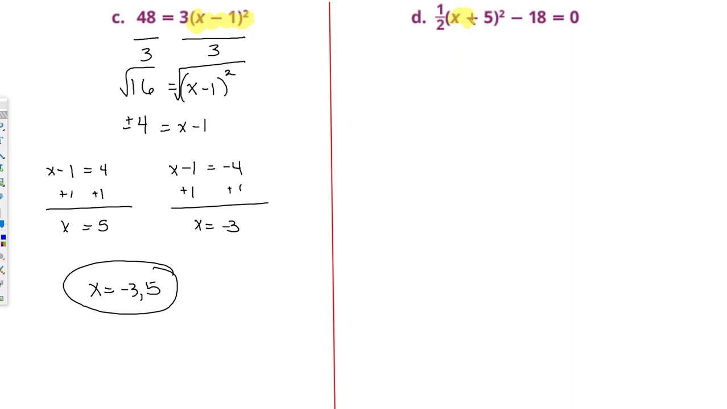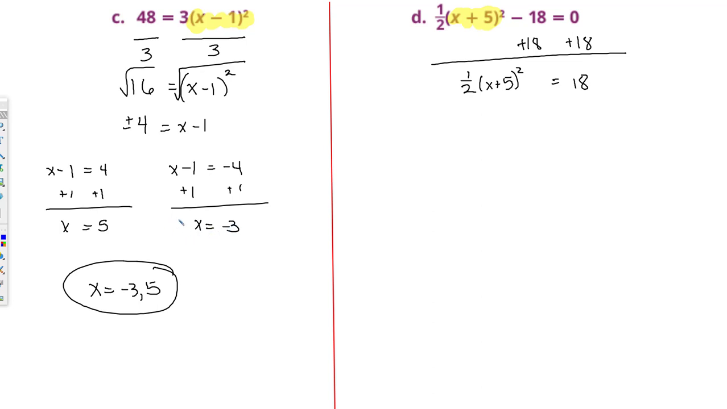On this next one, I have two different things connected to my squared term. I have the 1/2 and I have the negative 18. Which one gets moved first? The 18, we move the addition and subtraction first. And so we're going to move that 18 by adding it to both sides. 1/2 times x plus 5 squared is equal to 18.